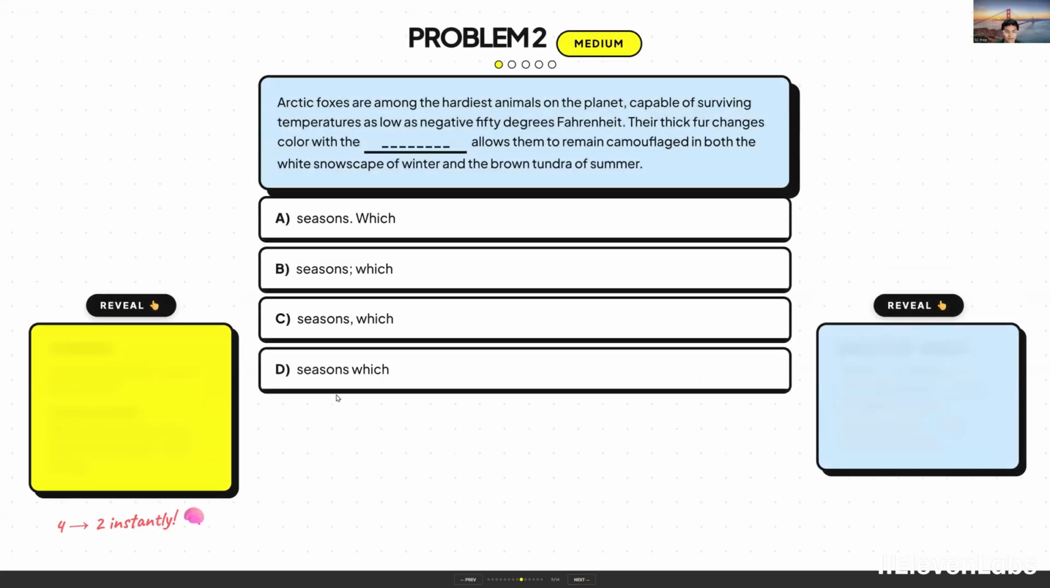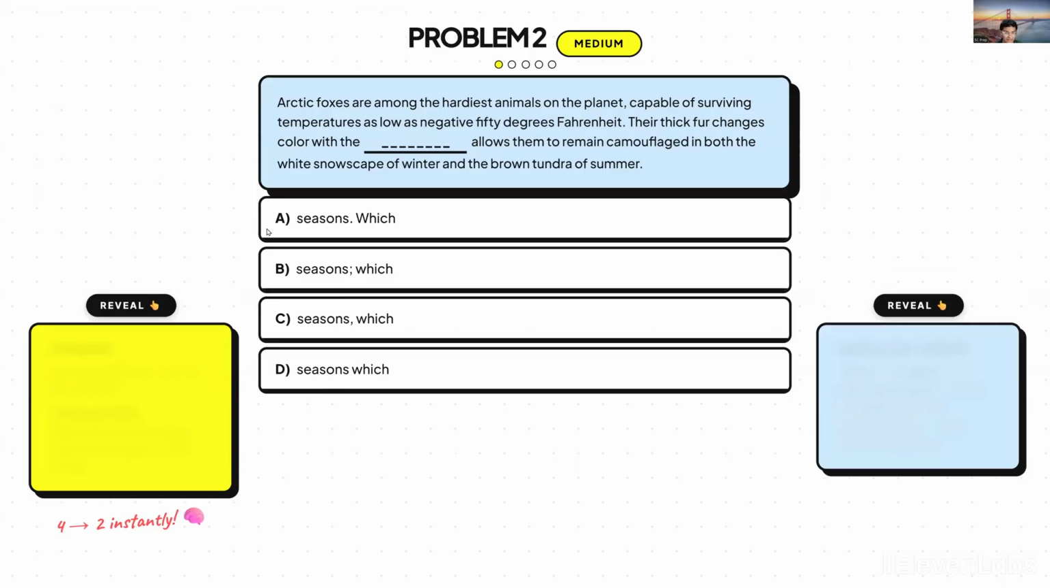Arctic foxes are among the hardiest animals on the planet, capable of surviving temperatures as low as -50 degrees Fahrenheit. Their thick fur changes with the color blank, allows them to retain camouflage in both the white snowscape of winter and the brown tundra of summer. I'm going to replace seasons and which, since they're the only options here, into the blank. Their thick fur changes color with the seasons, which allows them to remain camouflaged in both the white snowscape of winter and the brown tundra of summer.